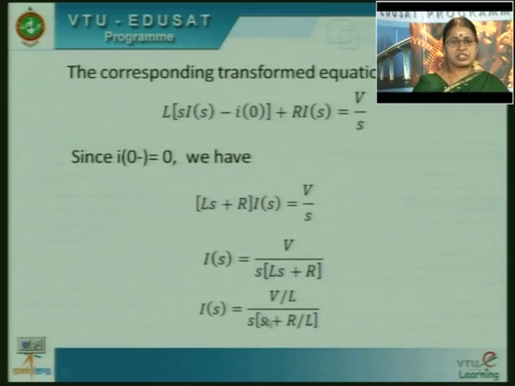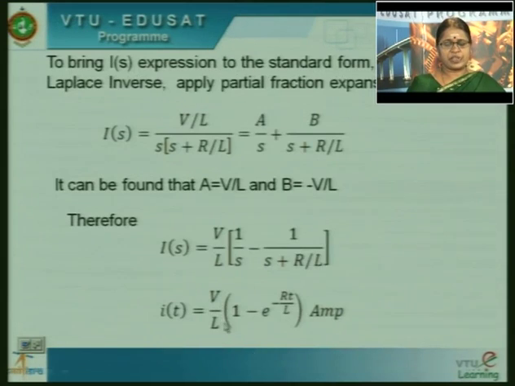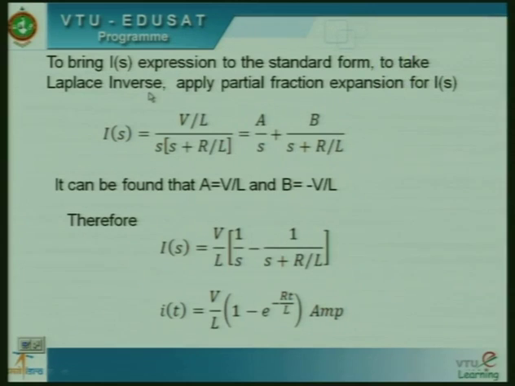So, I must rewrite this term I of s in such a way that we can take the Laplace inverse of the resultant term. This can be achieved by applying partial fraction expansion for I of s. So, I of s, which is given by V by L divided by s into s plus R by L, can be written as a by s plus b divided by s plus R by L, where a is some constant.